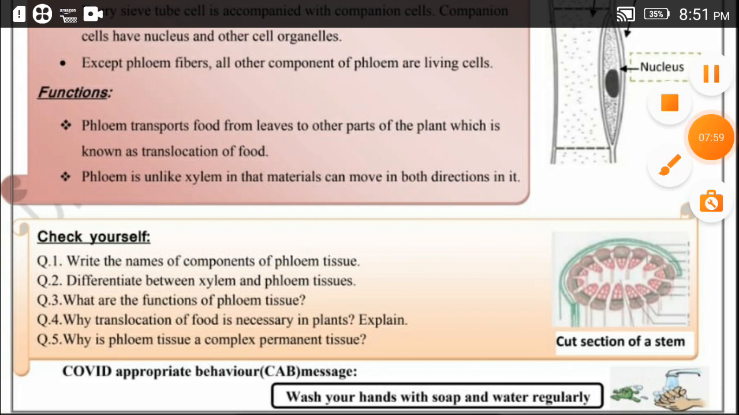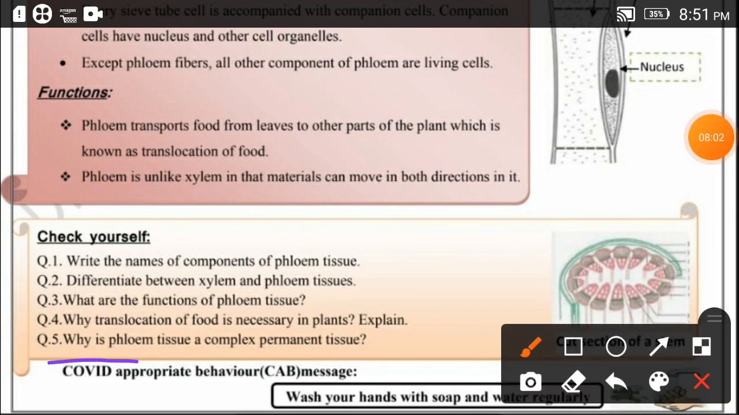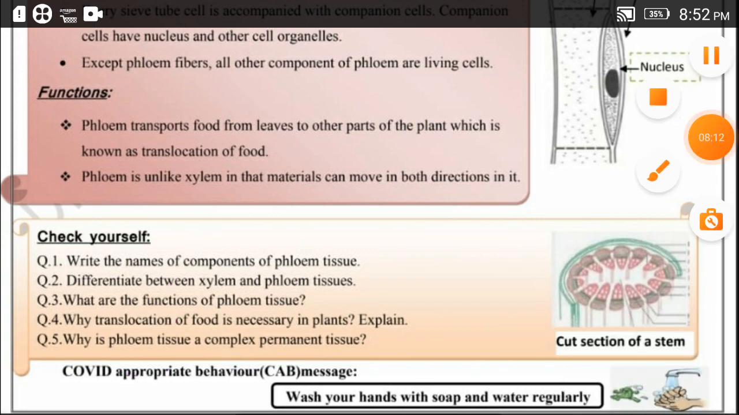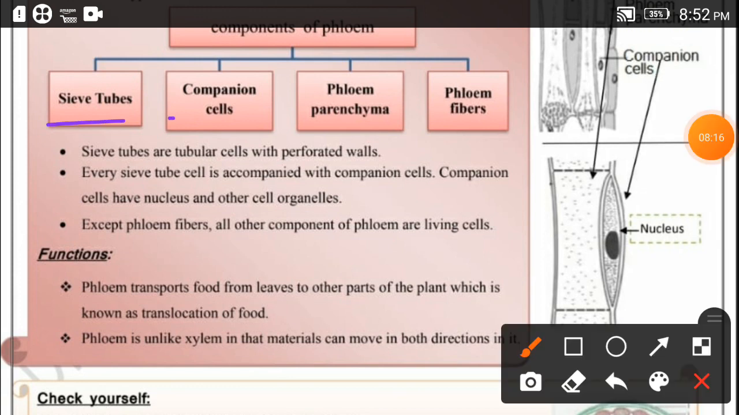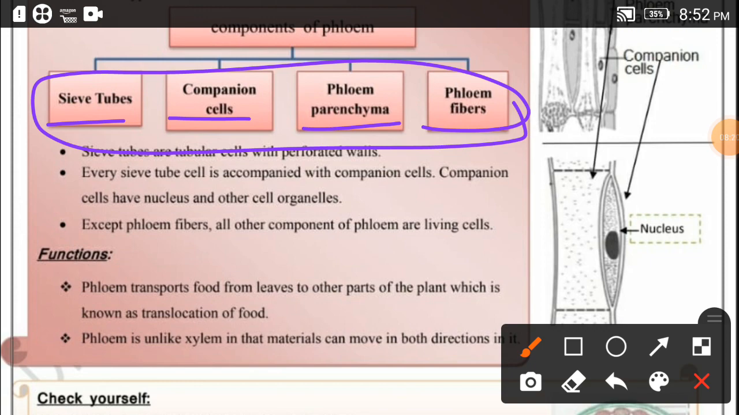Next question students, or the last question, why is phloem tissue a complex permanent tissue? Because phloem tissue is made up of different types of cells or different types of components. What are the components? Components are of four types: sieve tube, companion cells, phloem parenchyma, and phloem fiber. So phloem is a complex permanent tissue.